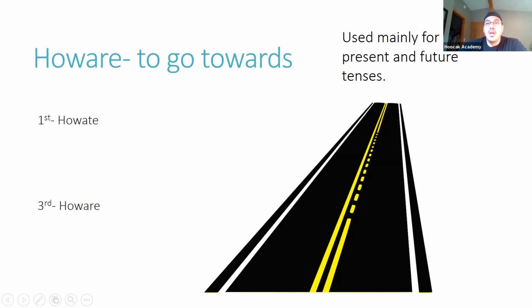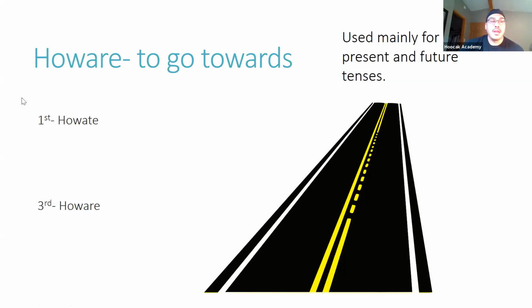Okay, so up here on the top right, it says that Howare is used mainly for present and future tenses. Okay, so Howare means to go towards a place. It doesn't say anything about getting to the destination. It just means you're going towards that destination. And I accidentally hit the button already. So the third person form is always the base word. So down here, third person, he, she, or it is going towards something, Howare.